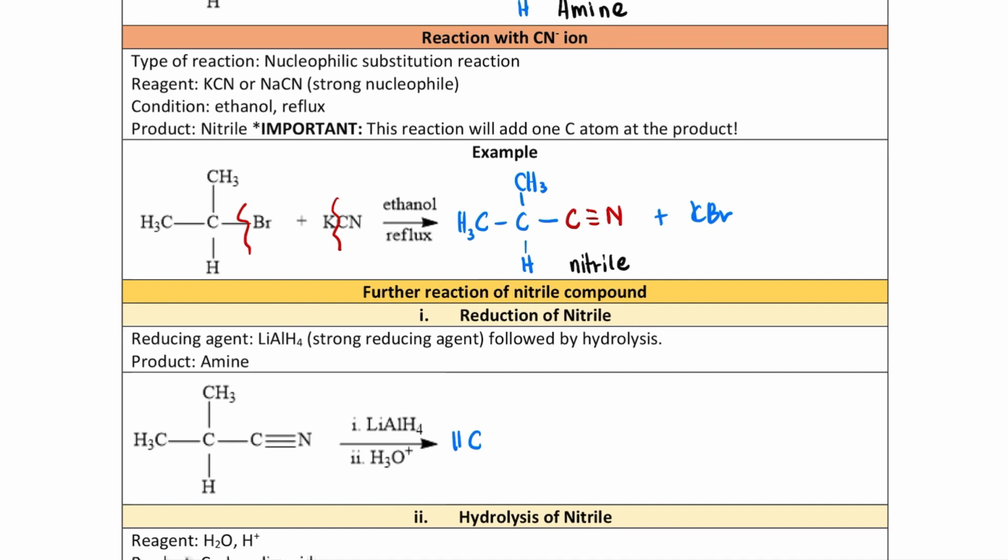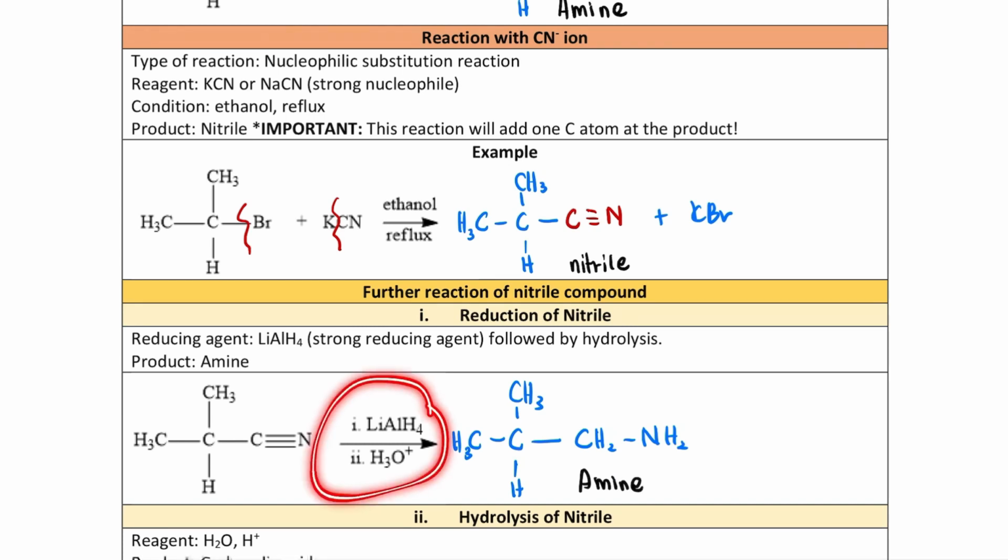So dekat sini CH3. CH3 attached to H, attached to carbon. So perubahan dia dekat sini. Over here C ni akan jadi CH2, N akan jadi NH2. So CH2, NH2. So inilah yang kita panggil amine. So this is reduction. And for reduction menggunakan LiAlH4, cuba kamu tengok cara saya tulis reagent. Mesti ada number. Number 1 LiAlH4, number 2 H3O+. Sebab followed by hydrolysis.